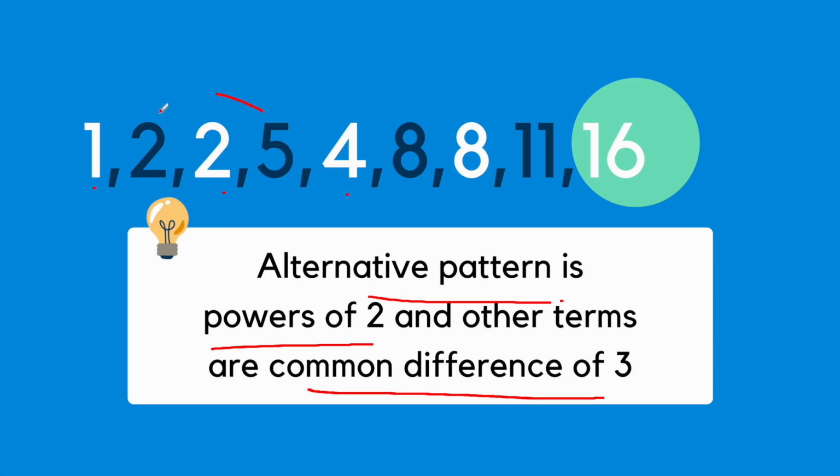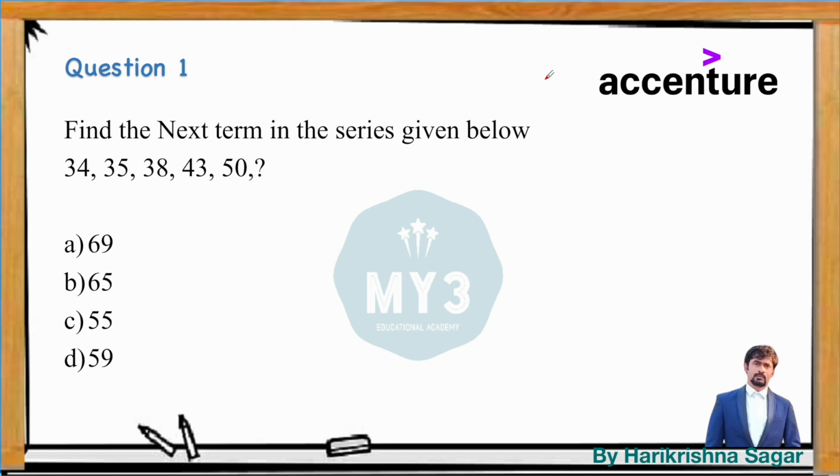2 plus 3 is 5, 5 plus 3 is 8, 8 plus 3 is 11, 11 plus 3 should be the next term. So these are the three major important patterns which are repeating in the Accenture paper. After solving a few questions based on the Accenture papers, I realized these patterns are repeating more. So in the Accenture, from number and letter series, we are getting at least 3 to 4 questions. So if you observe some practice questions, you can easily solve the questions.